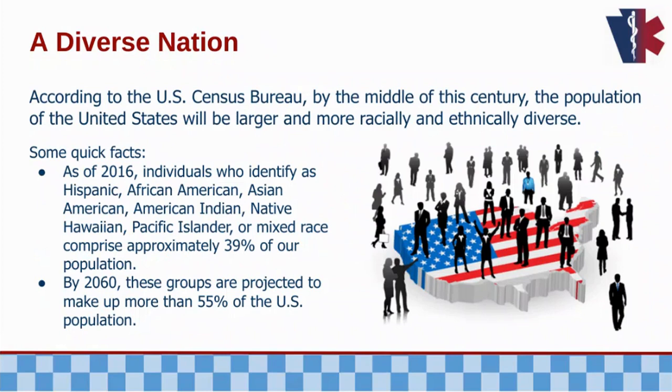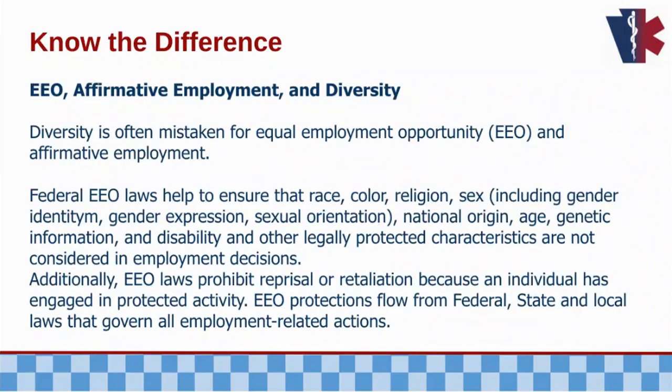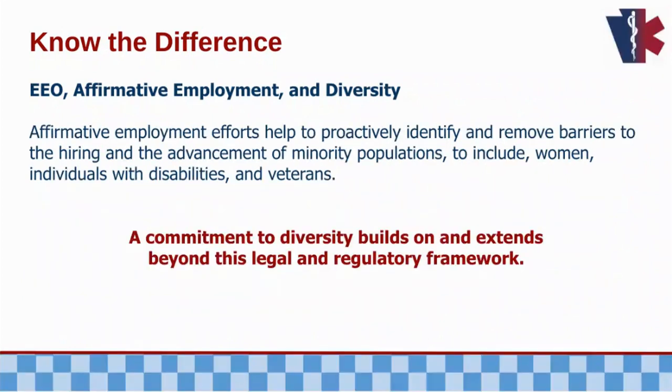The United States is changing. By the middle of this century, the population of the United States will be larger and more racially and ethnically diverse. Diversity is often mistaken for equal employment opportunity and affirmative employment. Federal equal employment opportunity laws help to ensure that race, color, religion, sex, national origin, age, genetic information, and disability and any other legally protected characteristics are not considered in employment decisions. Additionally, equal employment opportunity laws prohibit reprisal or retaliation because an individual has engaged in a protected activity.